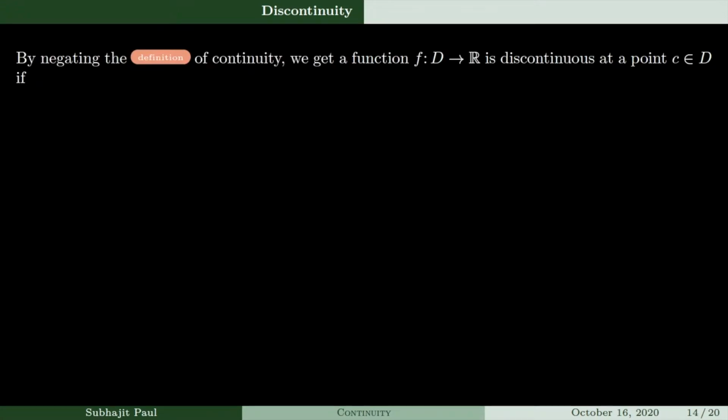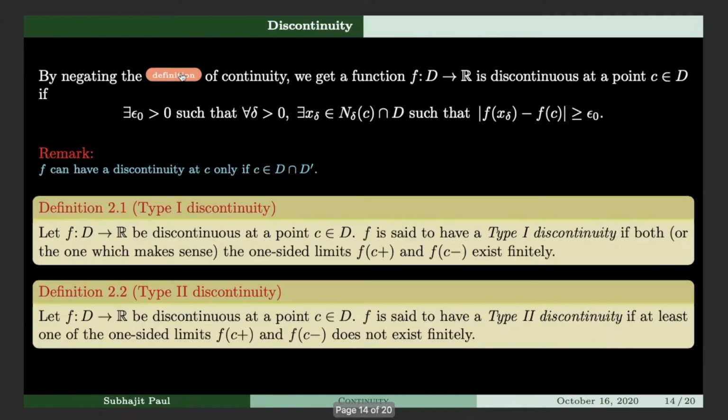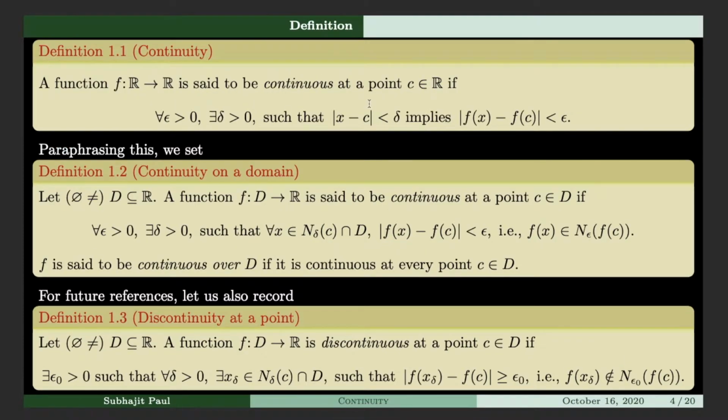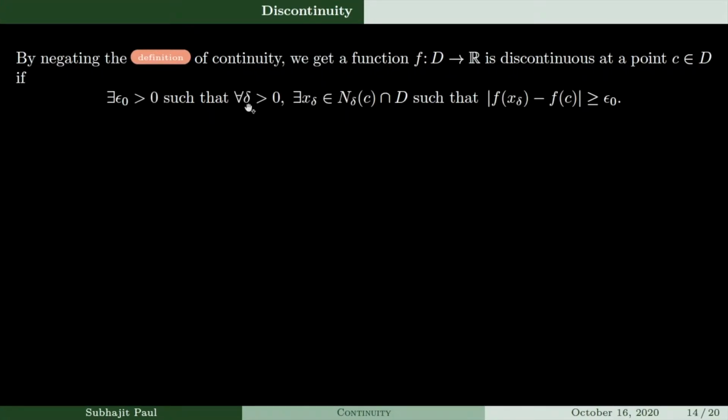Now let us see the definition of discontinuity first. This was the definition of continuity, if you all remember. Then negating that: there exists epsilon naught such that for all delta positive there exists a violatory point x delta in the delta neighborhood of c intersection D, of course, such that |f(x delta) minus f(c)| is greater than epsilon naught. So that means the behavior of the functional value at that violatory point x delta is something outside of our error bounds. f can have a discontinuity at a point c only if c is a limit point of the domain, and of course c belongs to D as well.